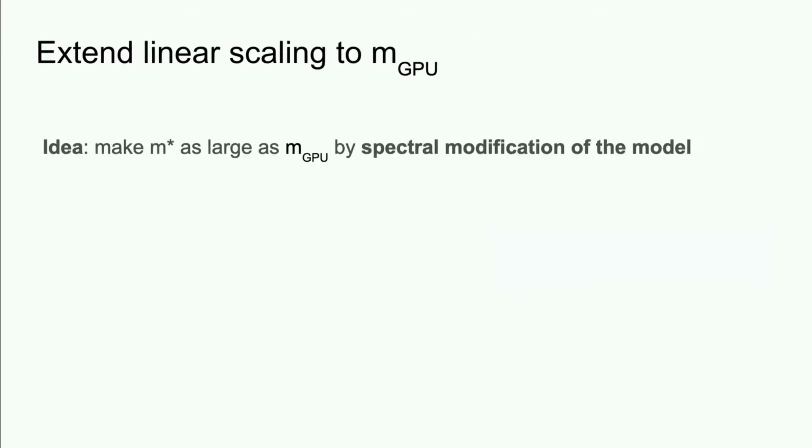Okay, so here comes our idea. We want to always have this desired situation. And our solution is very straightforward. We just increase m star to be as large as mGPU, so the limit of linear scaling is always larger than the computing parallelism provided by the hardware.